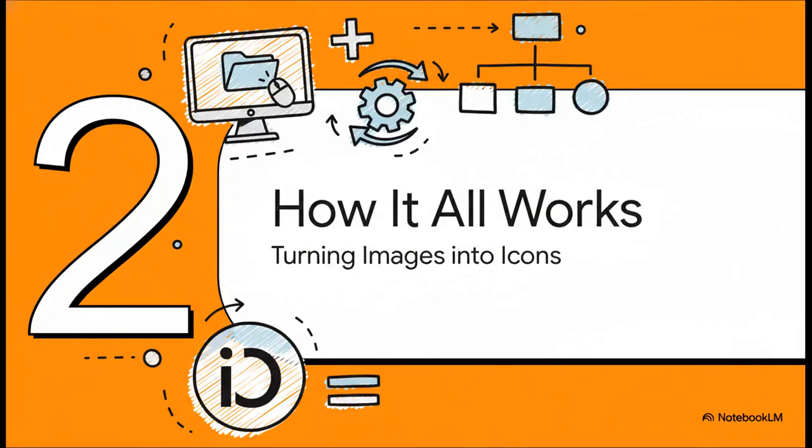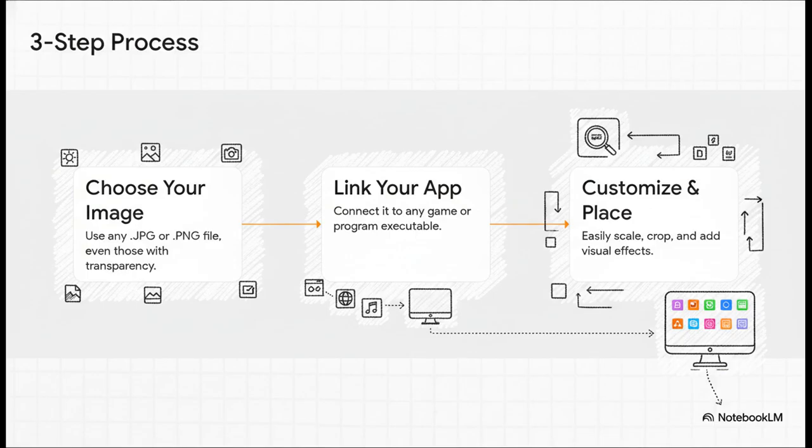So you're probably wondering, okay, how does it actually do that? How does a simple picture become an active part of your desktop? Well, the whole process is designed to be super simple and give you all the control. Honestly, it could not be easier. Step 1, you pick your image. Step 2, you tell it which program you want that image to open. And step 3, that's the fun part. You get to move it, resize it, and tweak it on your desktop until it looks absolutely perfect.